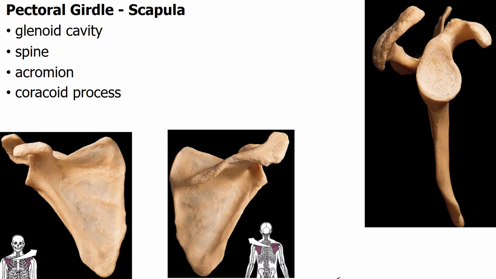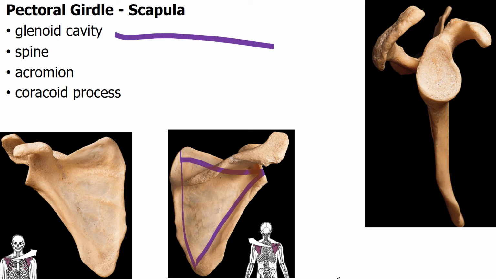The second bone of the pectoral girdle is the scapula. And again, there are two of them, so we have a right and a left one. The scapula is going to be broad and flat, as well as have this triangular shaped appearance to it. All right, so let's go through the structures.